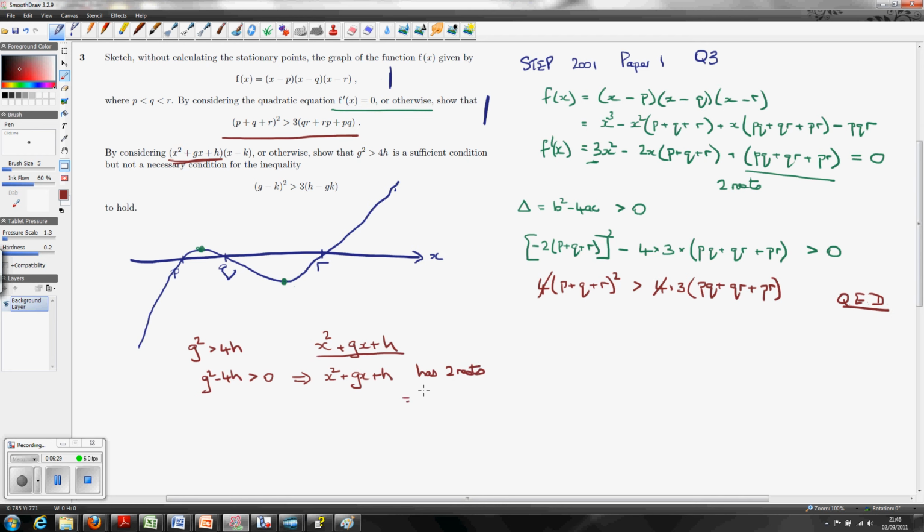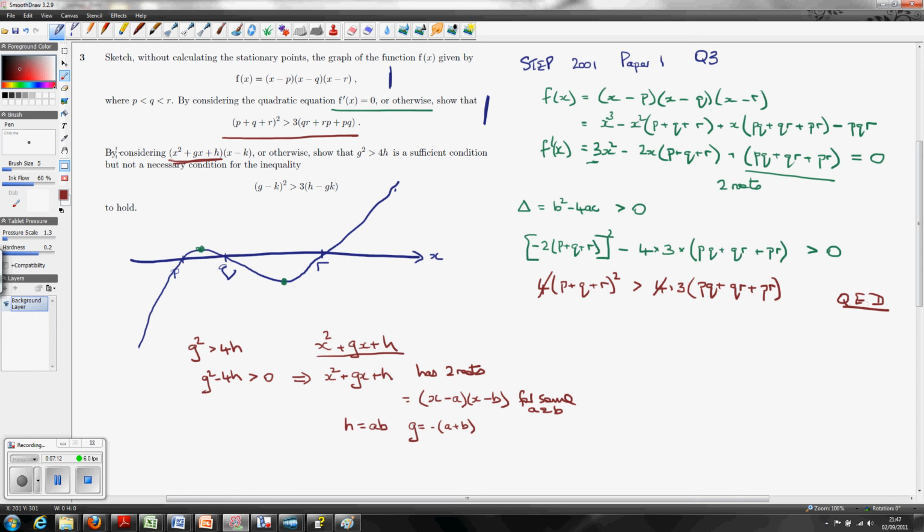In other words, it's equal to x minus a, x minus b, for some a and b. I've got this just because that was like a discriminant, and I wanted to see where this would take us. By the way, h is equal to ab, and g is equal to minus (a plus b).